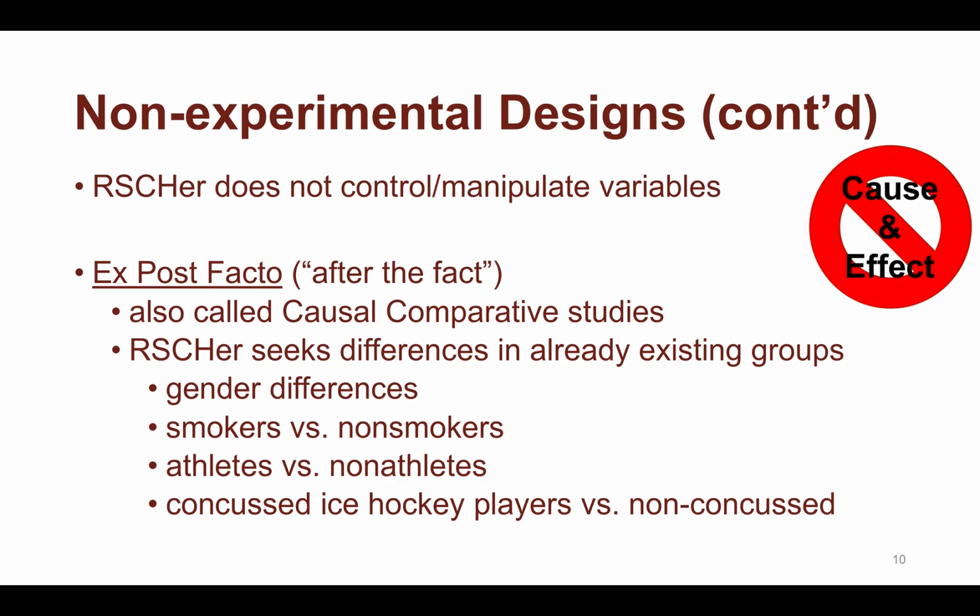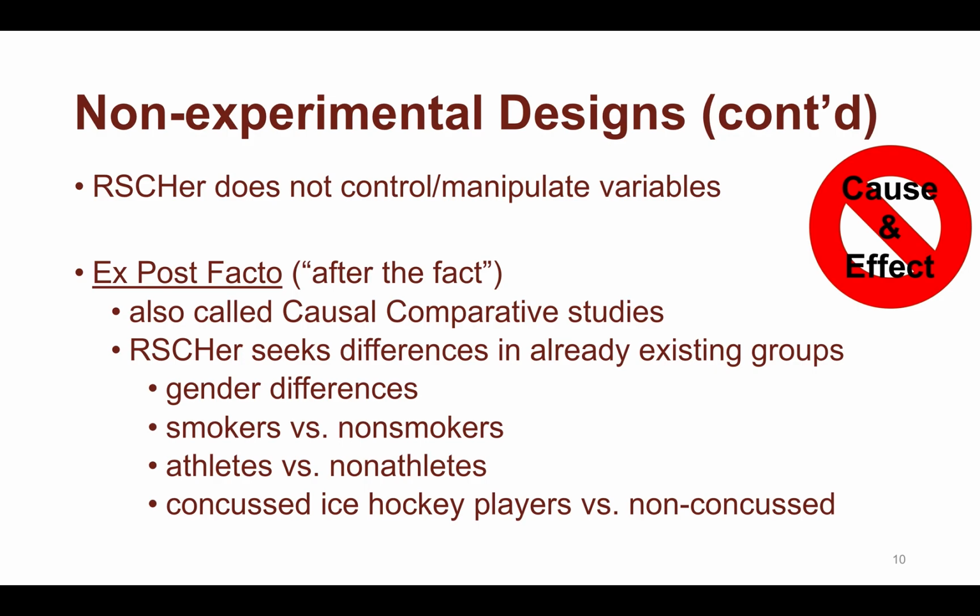And a final type of non-experimental design is what's known as the ex post facto design. It's sometimes called a causal comparative study. But again, I just want to emphasize that we still can't establish a cause and effect relationship with this type of study. And the reason is because the researcher has no control over the groups of people. The groups are whatever they are in real life, and the researcher is just coming in to observe, quote unquote, after the fact, which is literally what ex post facto means.